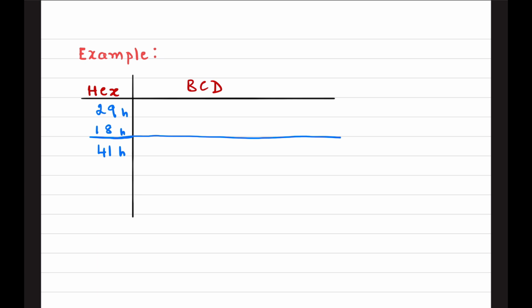Now if we convert this 29 to BCD representation, it is 0010 1001. 18 has the value 0001 1000. Now add these two values. Here it is 1, then 0, then 0, then 1 1 is 0 with a carry generated, then 1 1 is 0 with a carry generated, then 1 1 0 with a carry generated, then 1, and then 0.